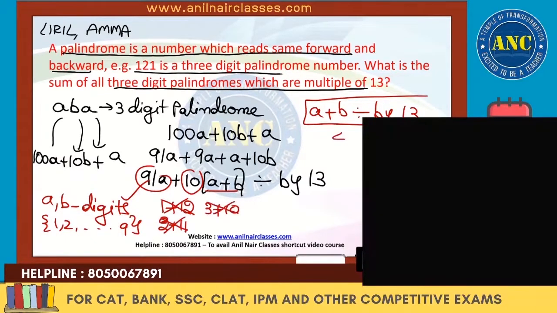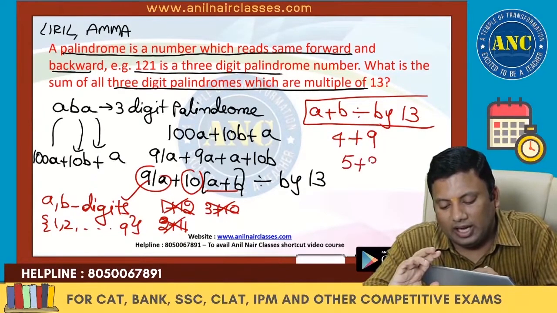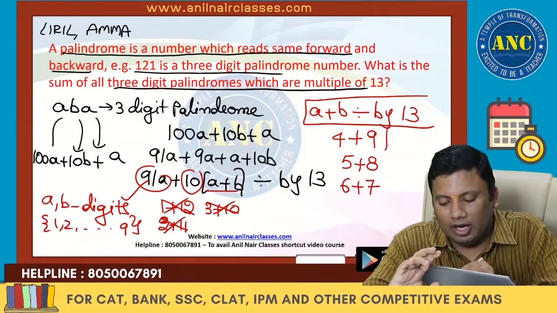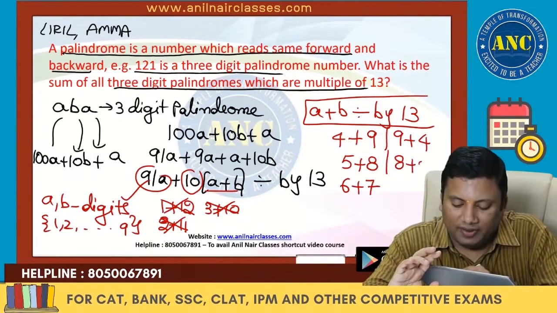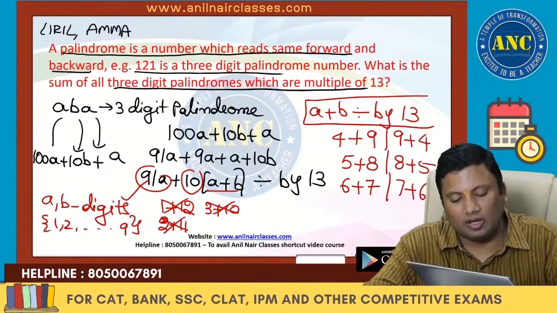Next it is nothing but 4 plus 9, possible. 5 plus 8, possible. 6 plus 7, possible. 9 plus 4 is also possible. 8 plus 5 is also possible. 7 plus 6 is also possible.